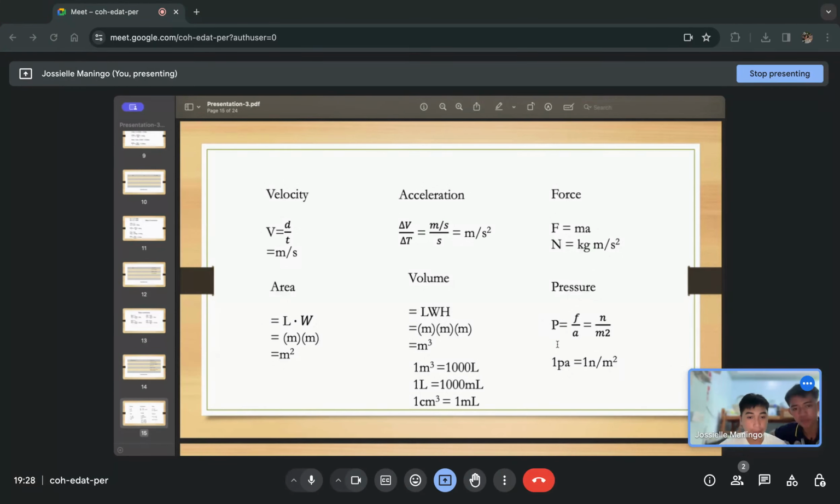And the pressure. Pressure is equivalent to force over area. The unit of force, guys, is the Newton, and the unit of the area is meter squared. And this unit is called Pascal. 1 Pascal is equivalent to 1 Newton per meter squared. Remember that, guys.